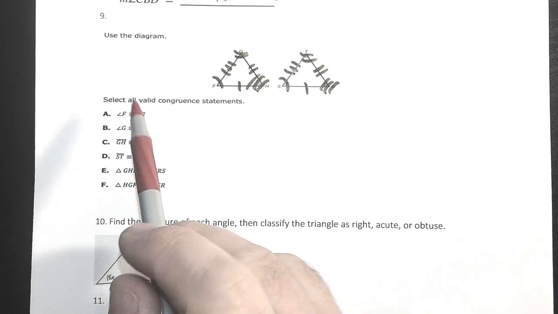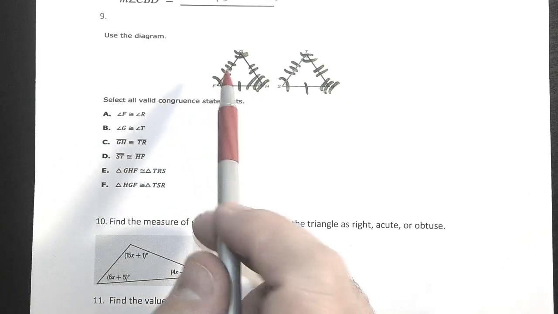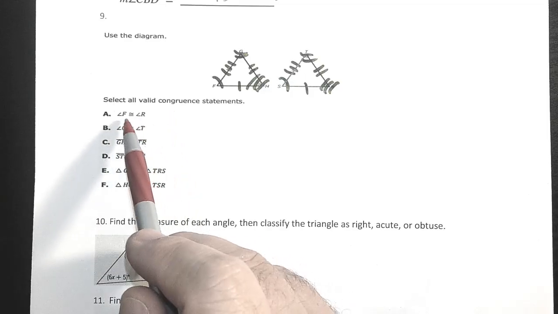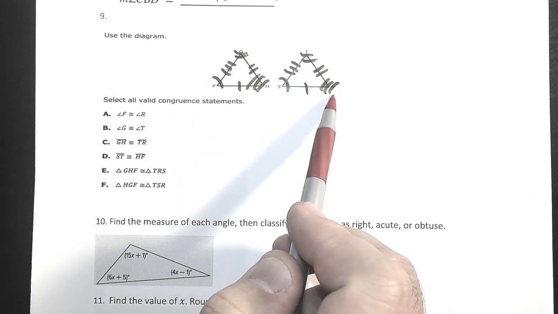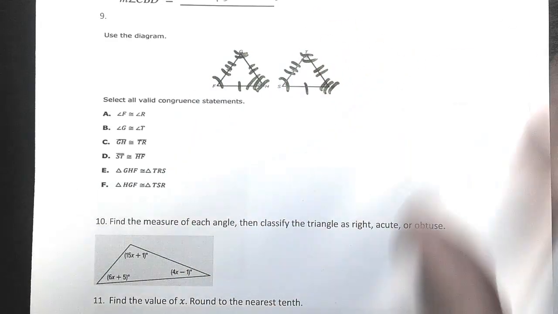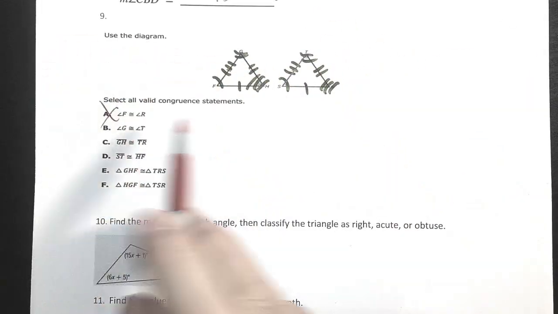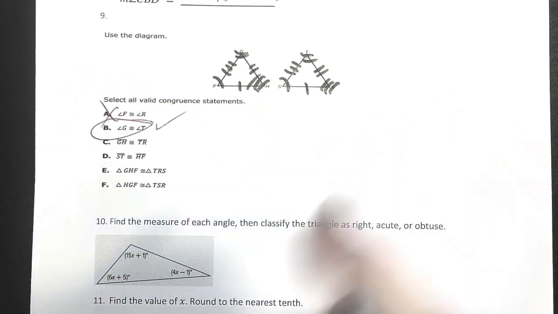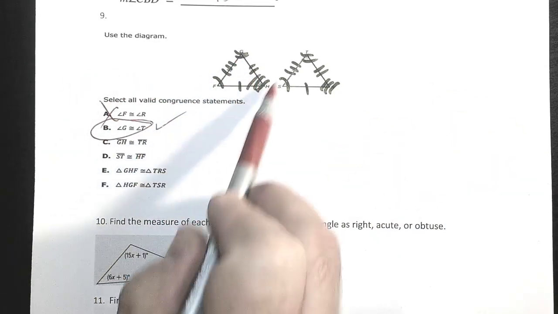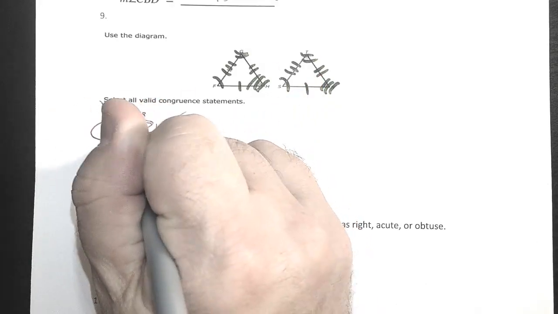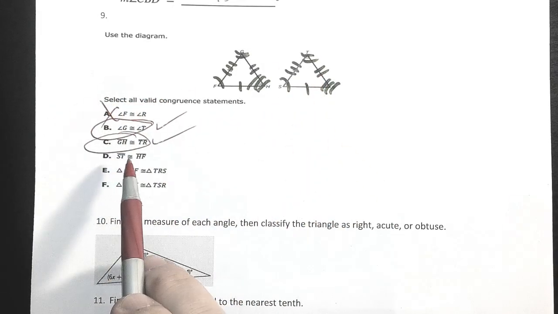All right, so select all the valid congruent statements. So we've got to look at our corresponding parts. So F and R. F is 1 arc. R is over here with 3 arcs. So that's a no. G has 2. T has 2. So that one's a good one. GH is over here with 2. TR is over here with 2. Another good one.